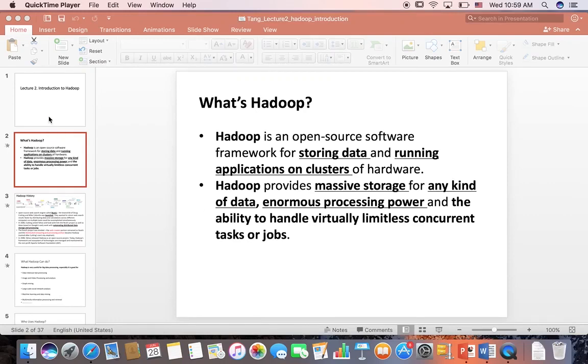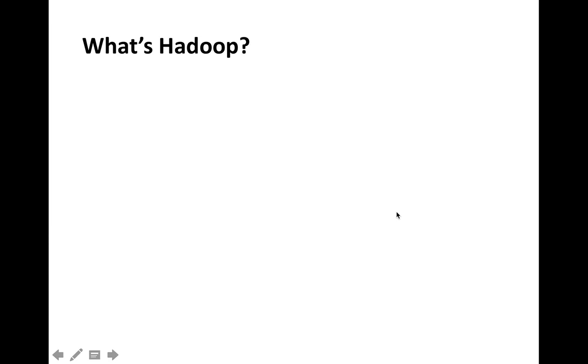Good morning. Today I will talk about Hadoop. I will mainly introduce Hadoop. The first thing I want to talk about is what Hadoop is.